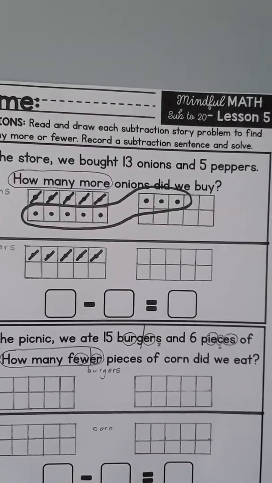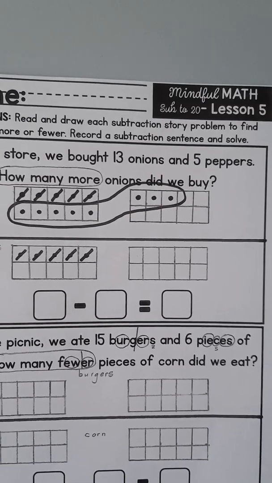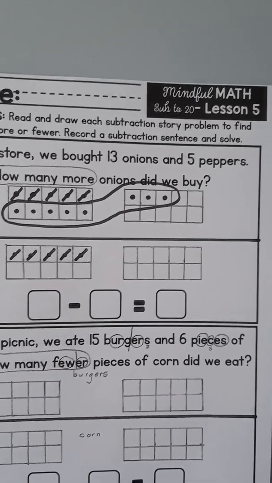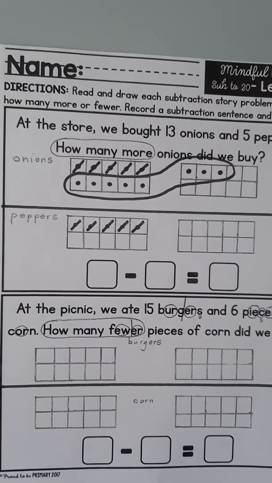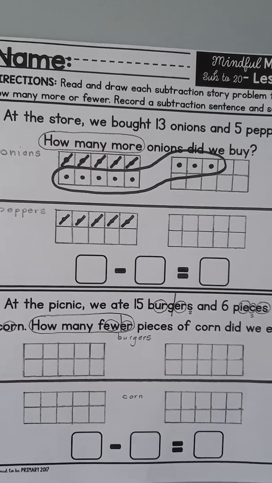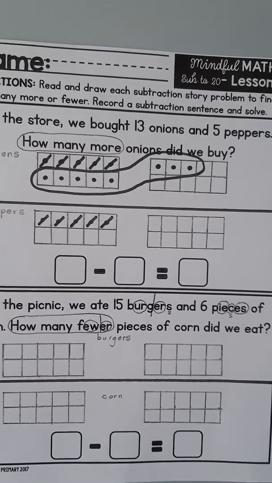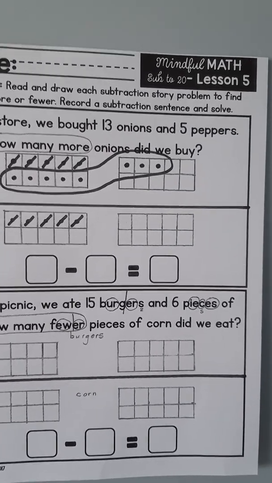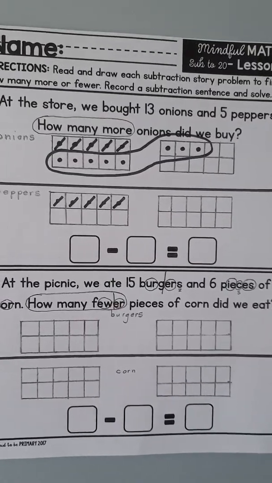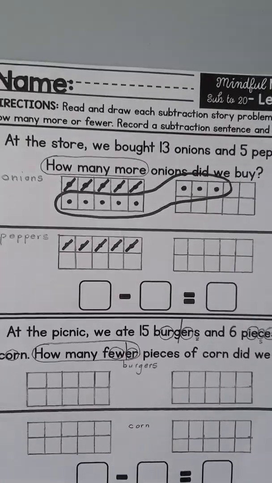The directions at the top say read and draw each subtraction story problem to find how many more or fewer. They mean the same thing. Record a subtraction sentence and solve. All right, let's read the first story together.